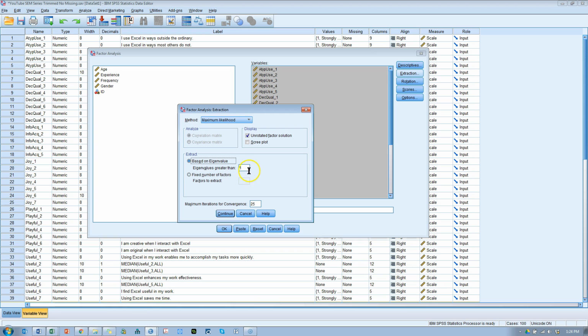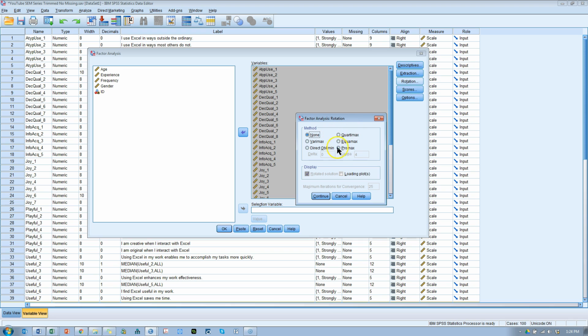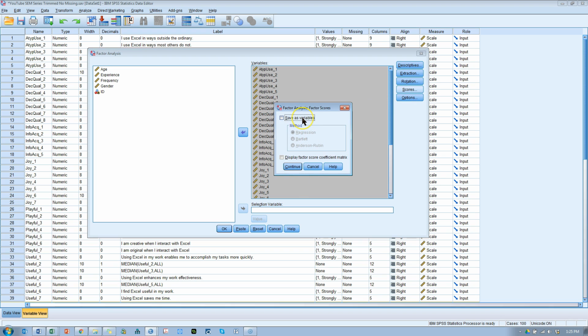I like to do it based on eigenvalues instead of a fixed number of factors, at least initially, just to see what it's going to give me. How many iterations do we want to allow? 25 is fine. Continue. Rotation, I like to use Promax. It's less forgiving, but we might have to switch if we have issues. Continue.